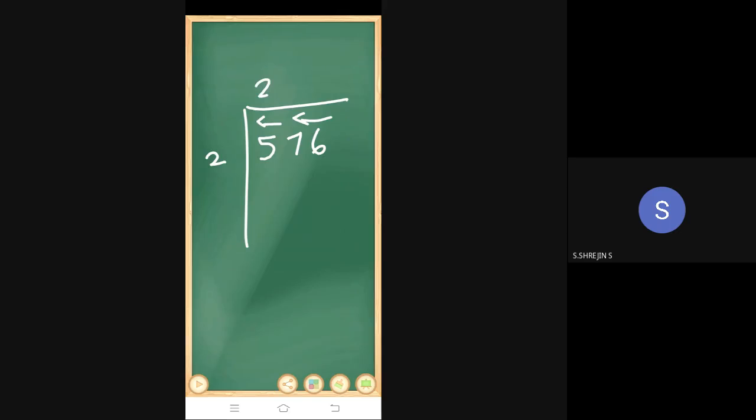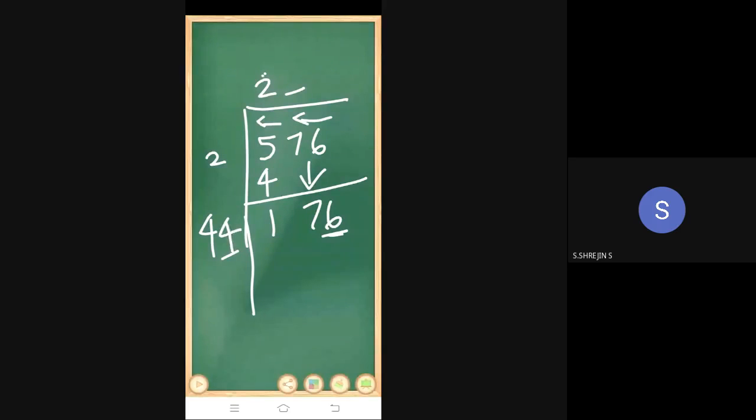4. 2 2s are 4. So 5 minus 4 is 1. Bring down this 76. So this 2 we have to multiply by 2, so we will be getting 4. So we need 6 at the end. What are the two possible digits for 6? 4 4s are 16 and 6 6s are 36. So let us try with 4 first.